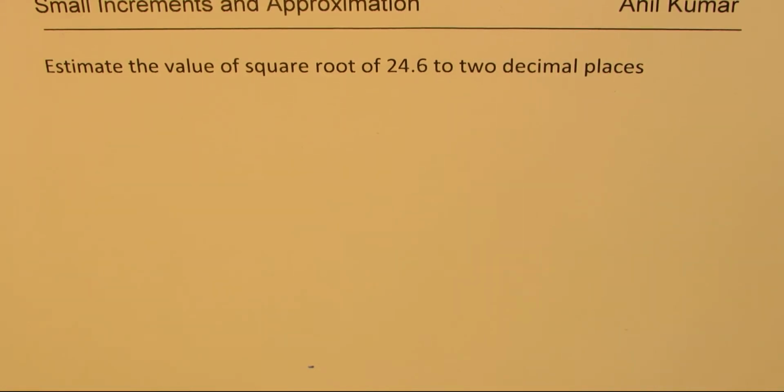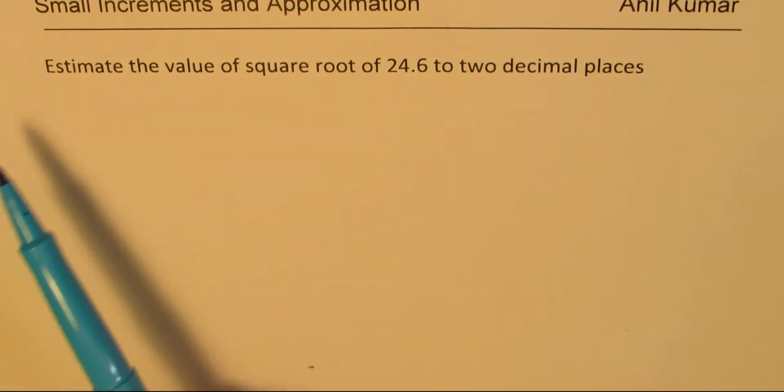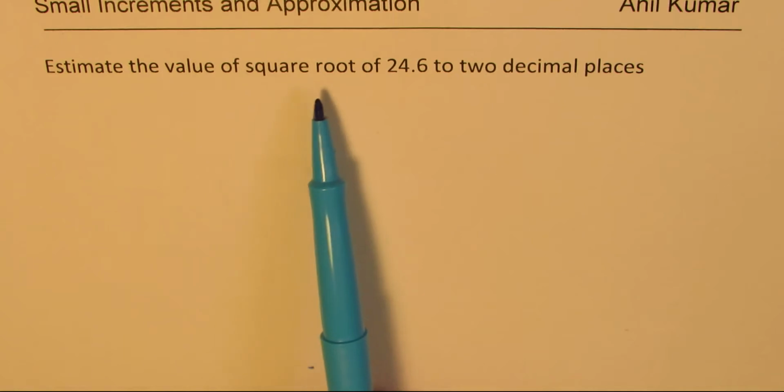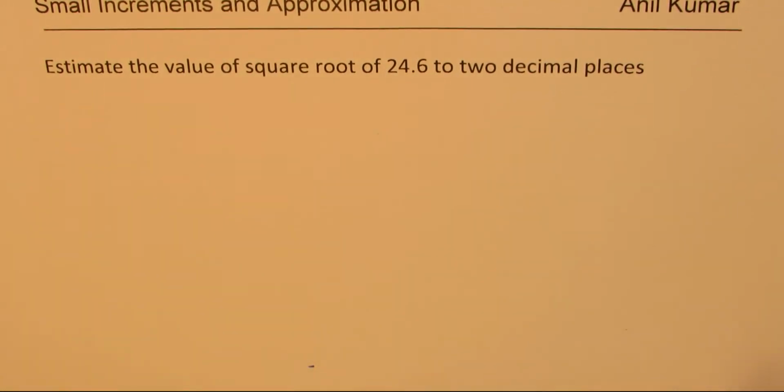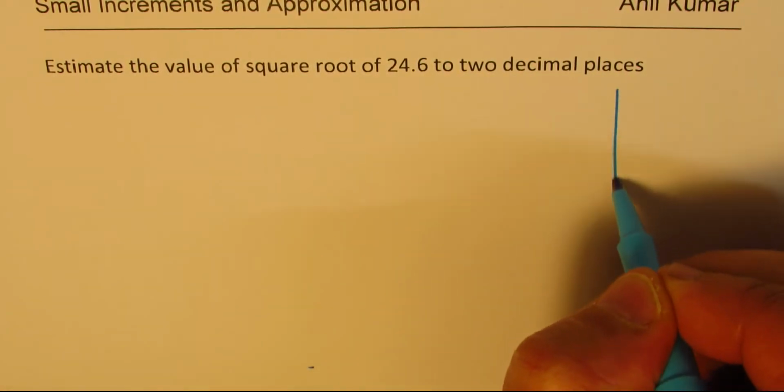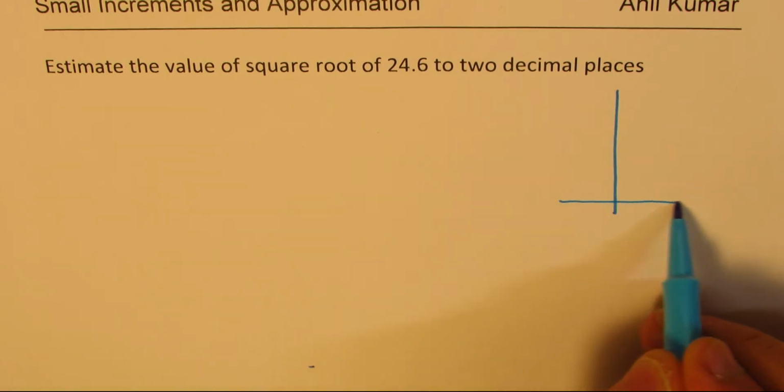In this video, we will learn how to estimate a value of a square root. As an example, I have taken up estimate the value of square root of 24.6 to 2 decimal places. Now we'll use this technique of approximation to estimate. It involves derivatives. Now, let's try to understand the basic concept.